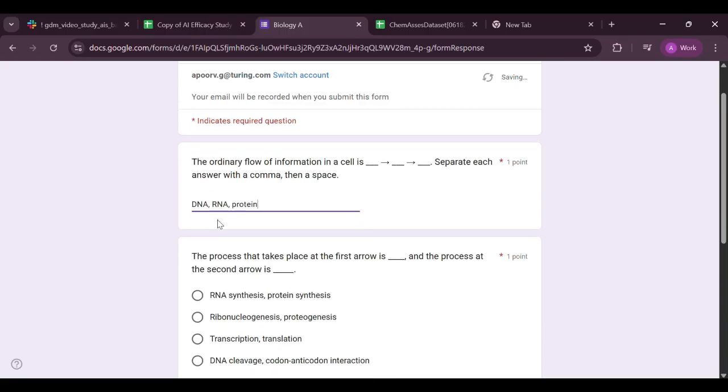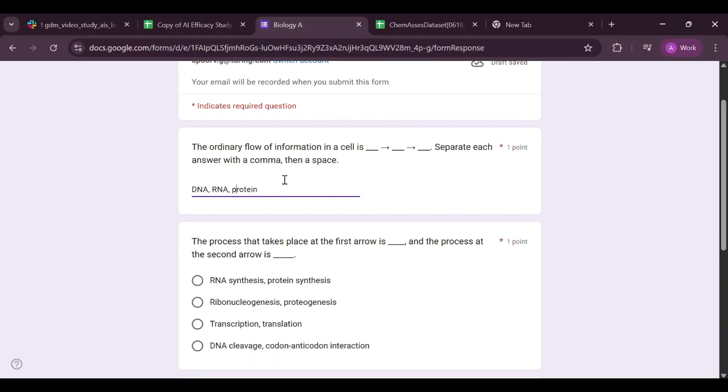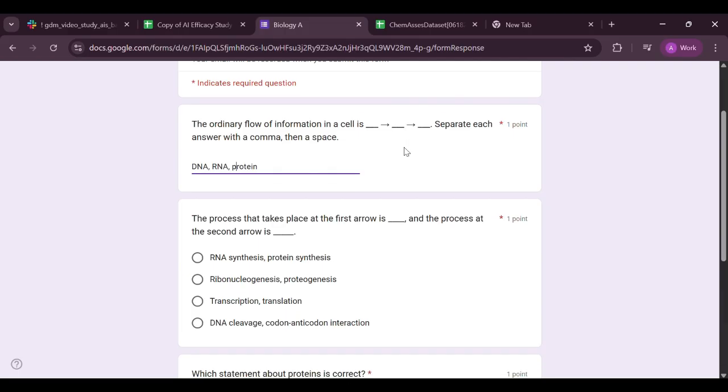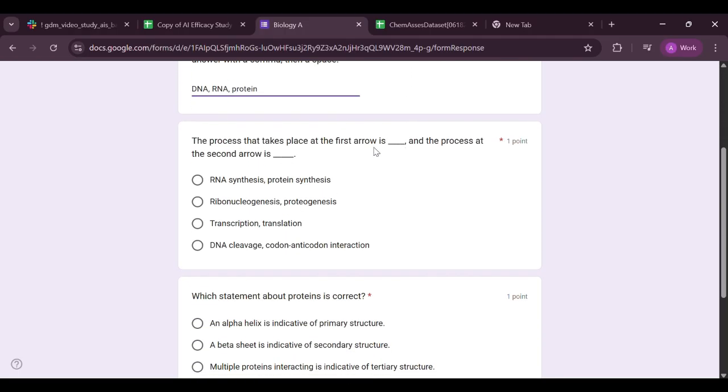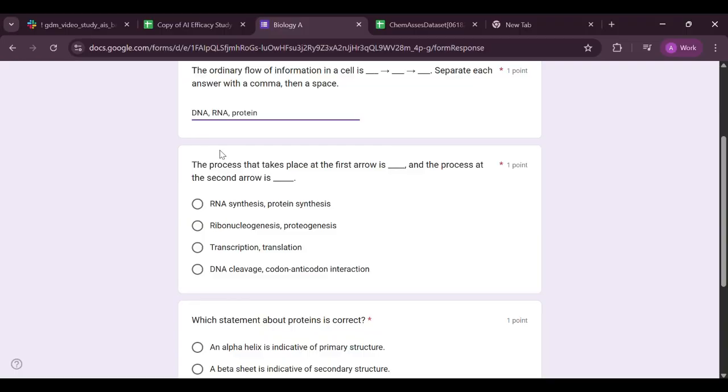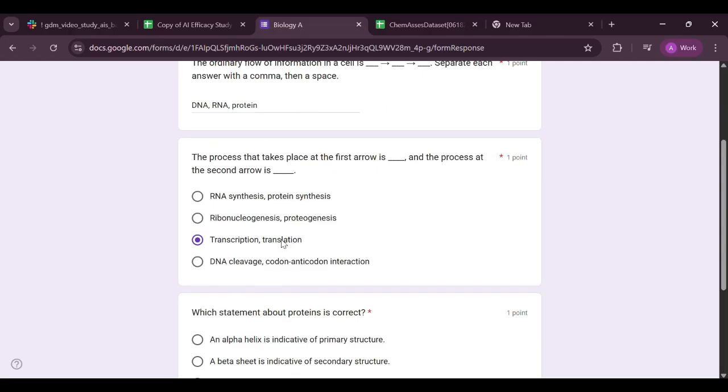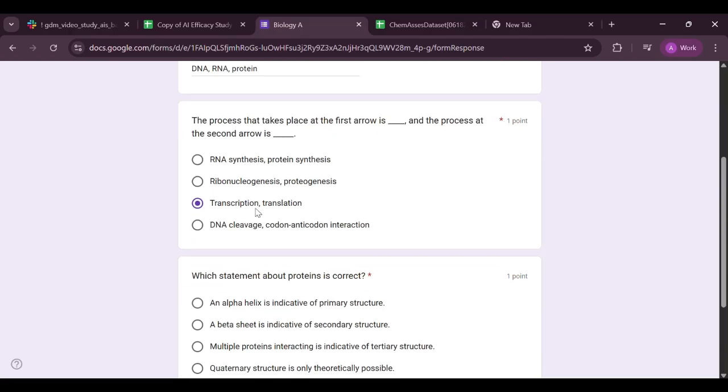So this will be the correct order for this central dogma of biology. The next question asks which process takes place at the first arrow and which at the second arrow. As we remember, DNA to RNA is none other than transcription, which is present in this option, and RNA to protein conversion is none other than translation. So option 3 will be correct in this case.